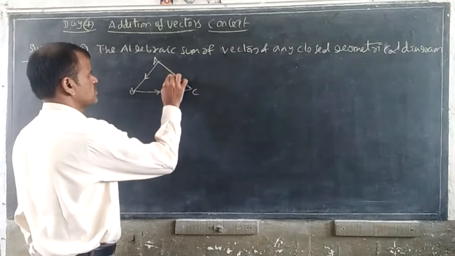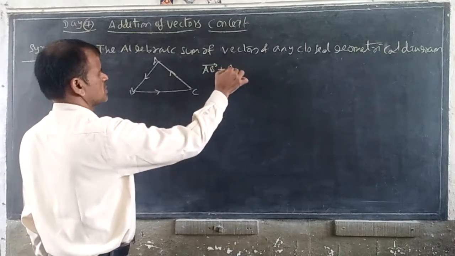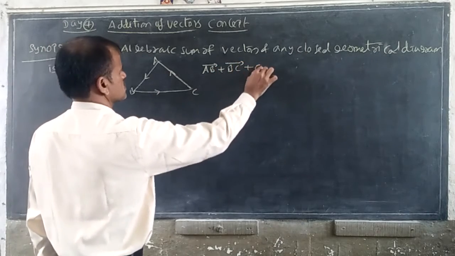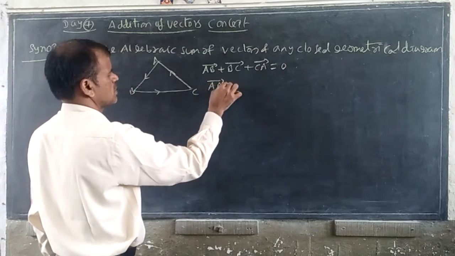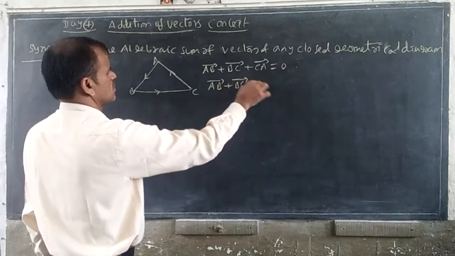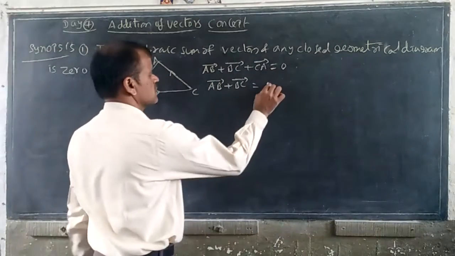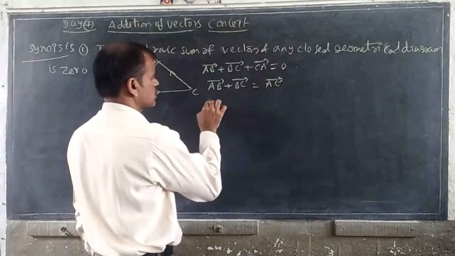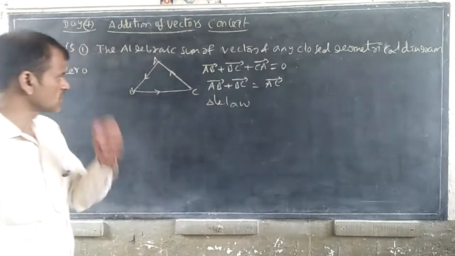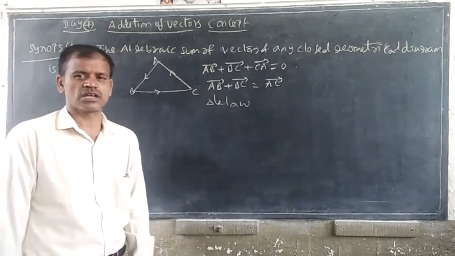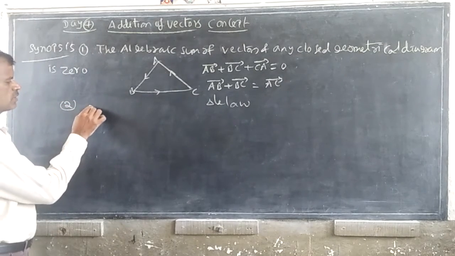This is AB, BC, CA. Here you should write AB plus BC plus CA is equal to 0. Using this one we can write AB plus BC is equal to AC. AB plus BC equal to minus CA, which is nothing but AC. This is also called the triangle law. Like this we have discussed triangle law, parallelogram law, everything. I am just making you remember it simply.